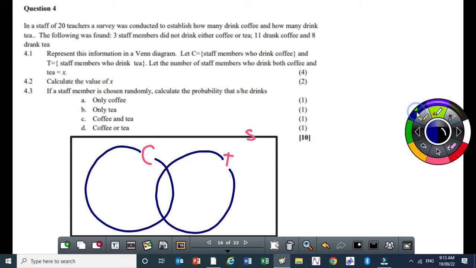Now, first thing we have to deal with, we can start eliminating what's not common to both. So there were 3 staff members who don't drink either coffee or tea. So those 3, let me put them outside. Then those who drink both, that's X. Now, according to the question, 11 drank coffee. Among those 11, we also have this X here.